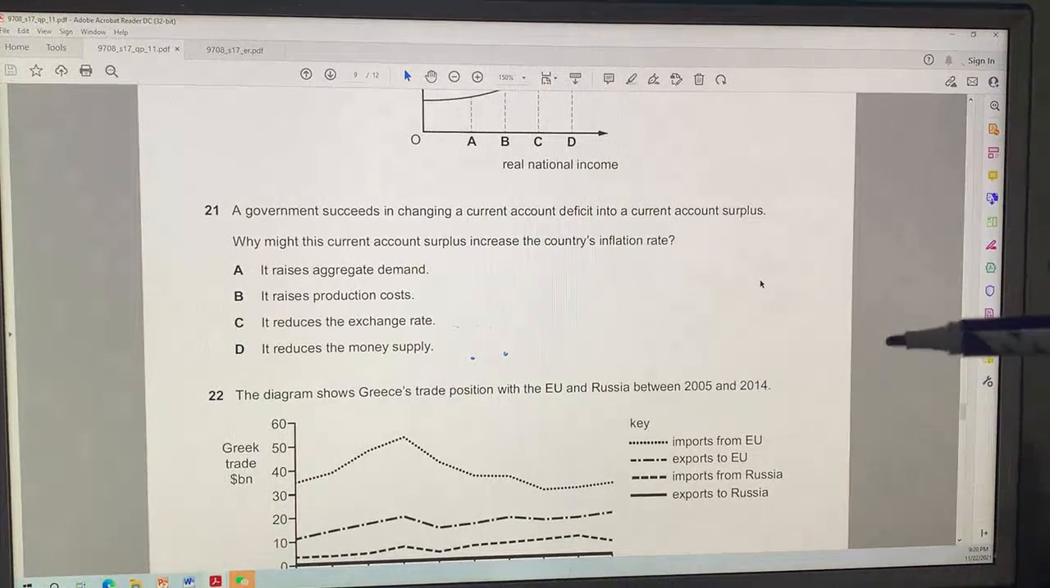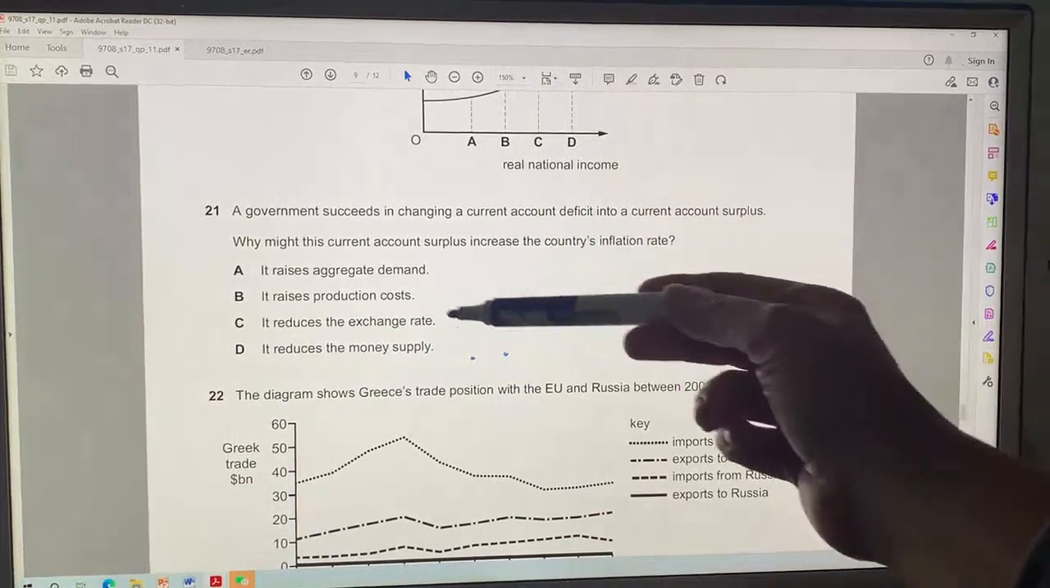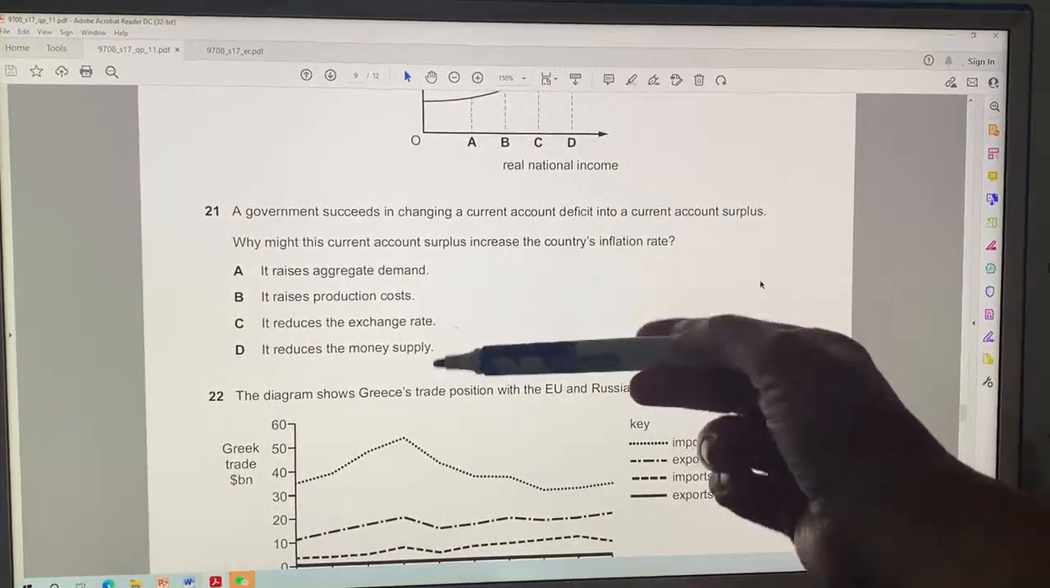Let's look at the rest. I usually look at the rest. You have 2 minutes to do each question.